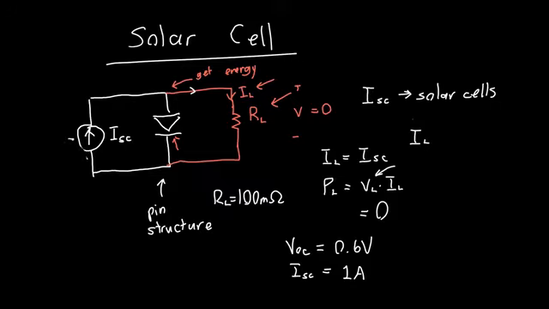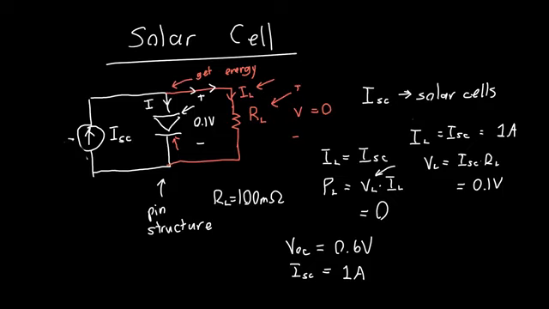Well, if all of this current were to flow through the resistor, so if IL was just equal to our short circuit current, then it would be equal to an amp. It would just be equal to an amp. And the voltage across this load would just be the short circuit current times the load resistance, or about 0.1 volts. And so this voltage here is going to be about 0.1 volts, which means our diode here is slightly forward biased, but the current that's flowing through it, so the current I_diode, is going to be tiny. It's going to be negligible.